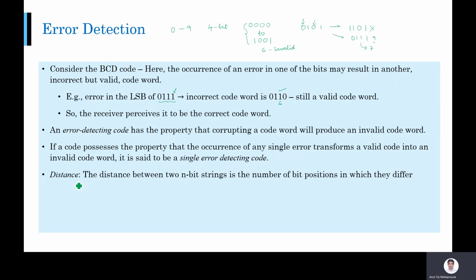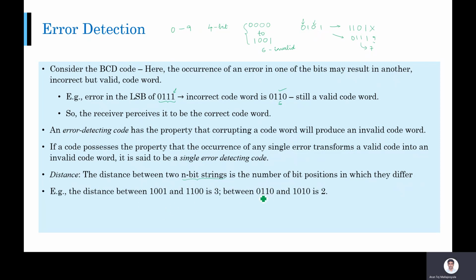We define something called the distance between code words. So what is distance? The distance between two n-bit strings, that means your n-bit code word in this particular case. We are talking about detecting code. So the distance between two code words is the number of bit positions in which they differ. So that is your definition for distance.